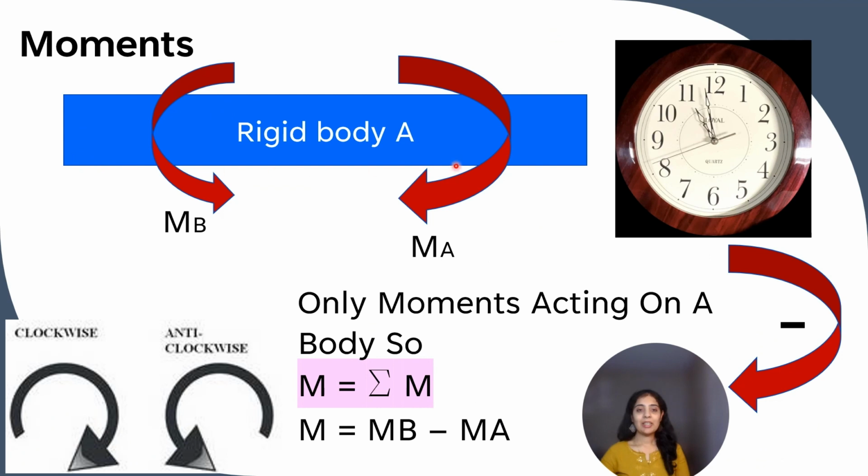In this case, on the rigid body A, two moments are acting: moment MA, which is in clockwise direction, and moment MB, which is in anticlockwise direction. For simplicity in the calculation, we consider clockwise moment as negative. So M is the summation of all the moments acting on the body, which will be MB, in anticlockwise direction, so considered positive, and MA, in clockwise direction, so considered negative. So the net moment acting on the body will be MB minus MA.